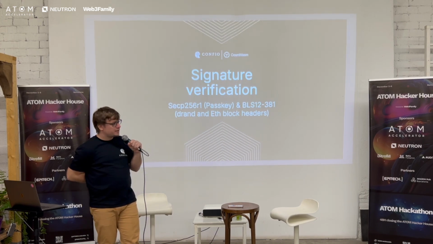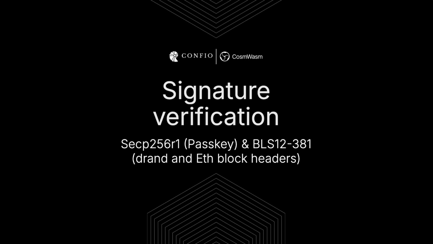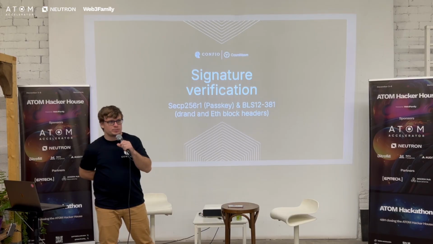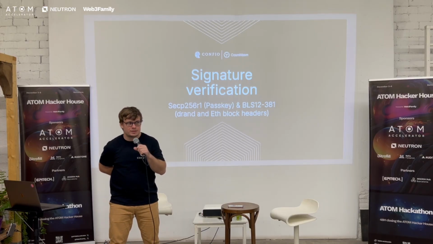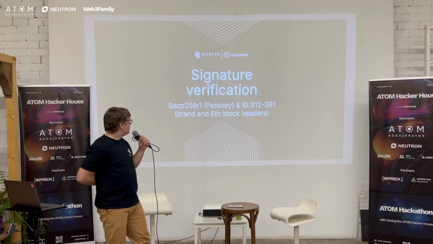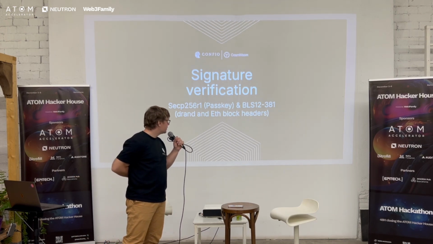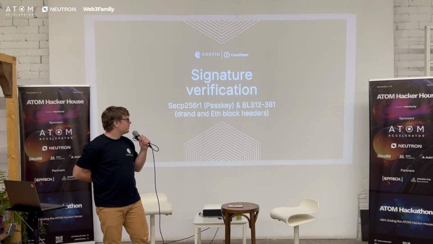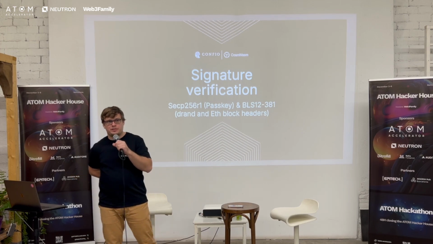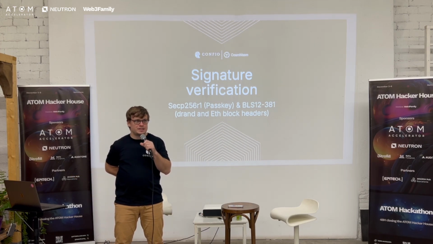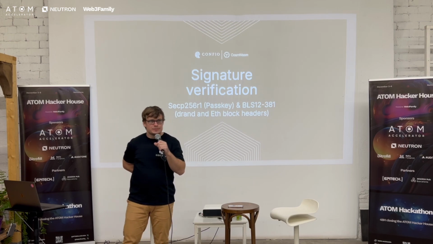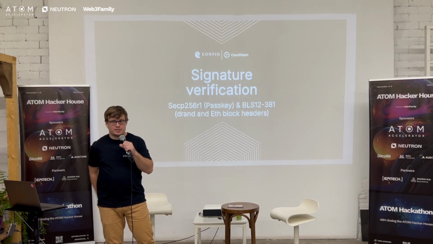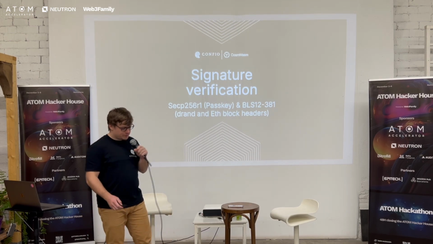We have new signature verification algorithms, which is something that you call precompiles in Ethereum. We just call them crypto APIs that the host provides to the contract. We have secp256r1, which is popular and needed for passkey verification in a contract, and there's BLS12-381 signature verification, which allows us to do a native DRAND random beacon verification, and Ethereum block headers, which we can now efficiently verify in the contract.